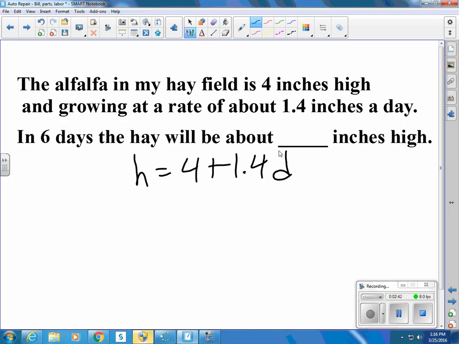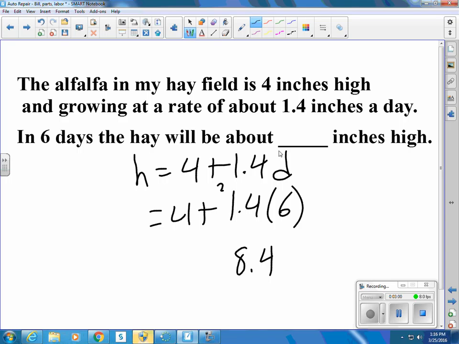We just happen to know that the days will be 6. So we can go ahead and put that in. And 6 times 4 is 24. Carry the 2. 6 times 1 is 6 plus 2 is 8. So I have 8.4 plus 4 is 12.4 inches. That one's just evaluating.